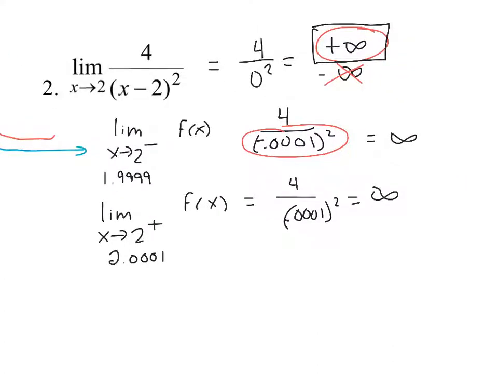If I graph it, you can see what it looks like. If I look here, at 2 it has a little asymptote like this, and the graph looks something like this. So this is what your graph looks like. You can see from both directions, the graph is approaching positive infinity because it's going up in this direction.